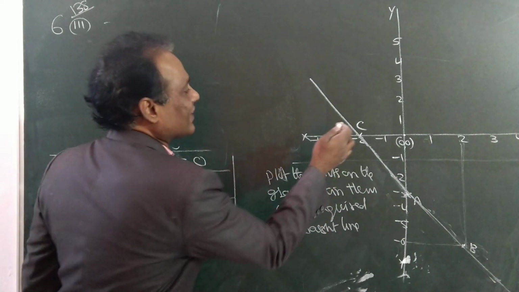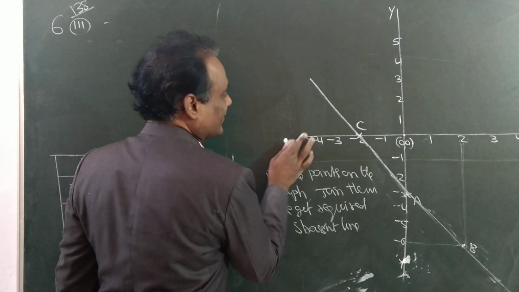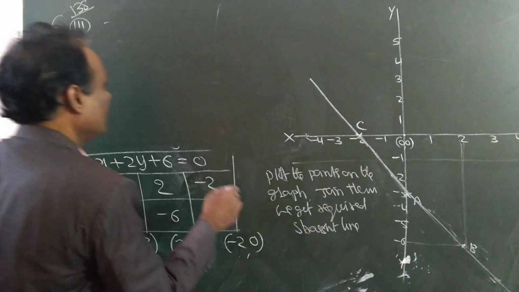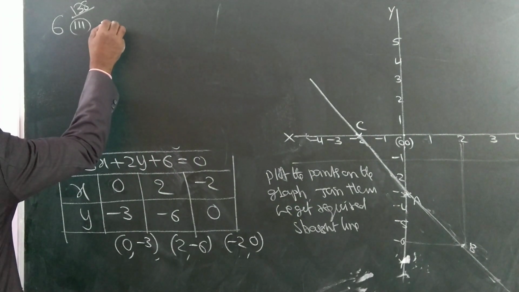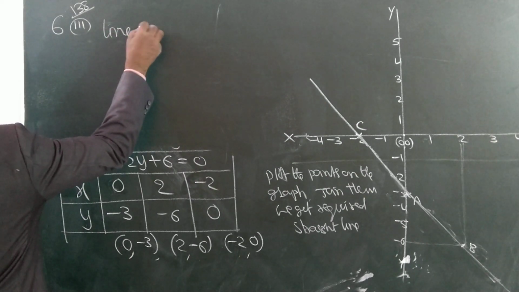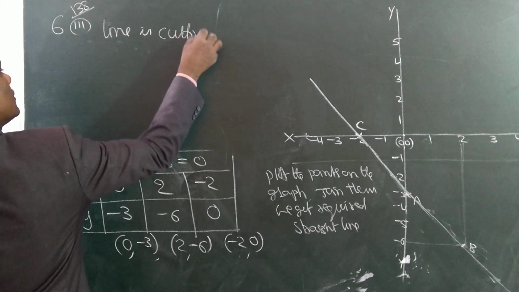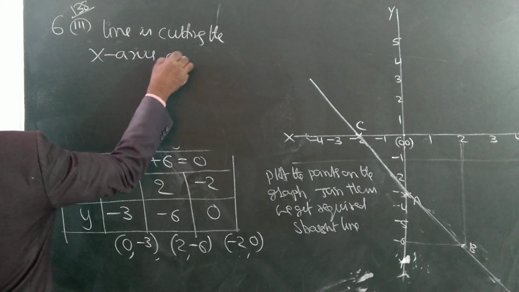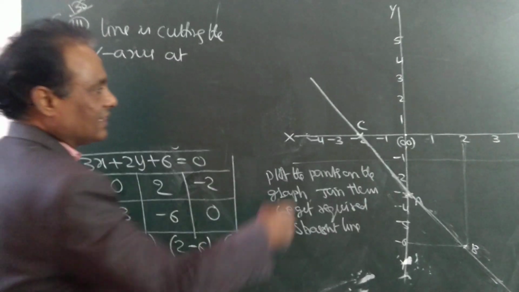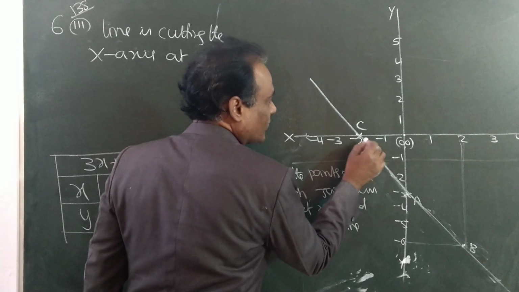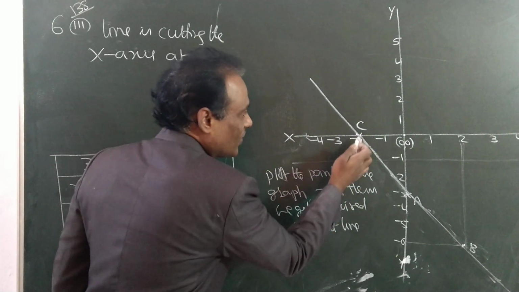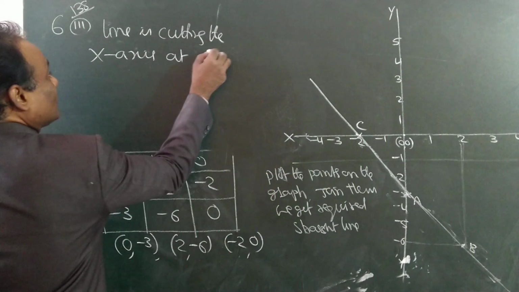Where is it cutting the x-axis? This is the x-axis, no? It is cutting the x-axis at this point. So the graph line is cutting the x-axis. At what point? Can you tell the coordinates here? What is the x value? Minus 2.